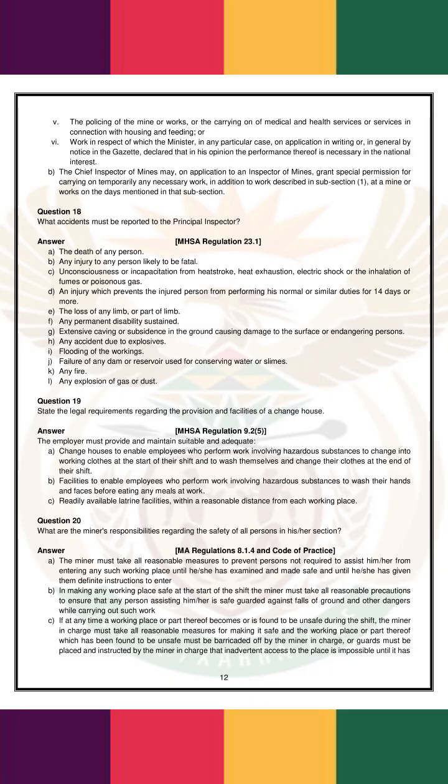Question 20. What are the miner's responsibilities regarding the safety of all persons in his/her section? 1. Prevent unauthorized access. Only allow entry after the area is inspected and declared safe. 2. Protect assistants. Safeguard workers from falls and other dangers during safety checks. 3. Handle unsafe areas. Barricade or guard unsafe areas. Only permit access once safe.